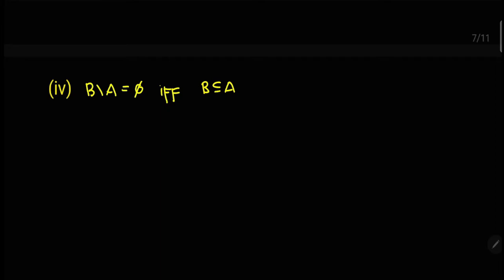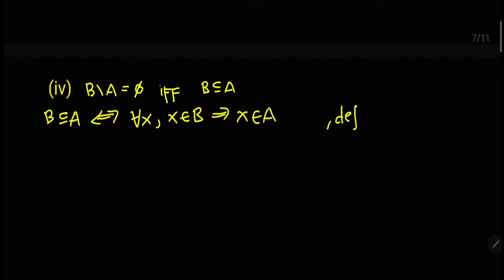So, what does it mean for B to be a subset of A? Doon tayo magsimula because it's something that is easier to show. So, by definition, B is a subset of A if for every X that you have in B, then that X is also in A. So, that's the definition of subset.